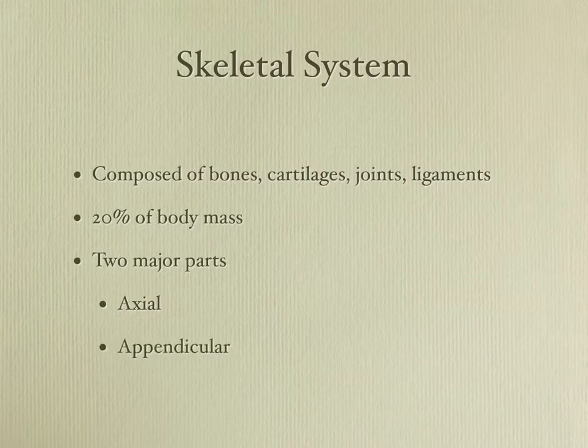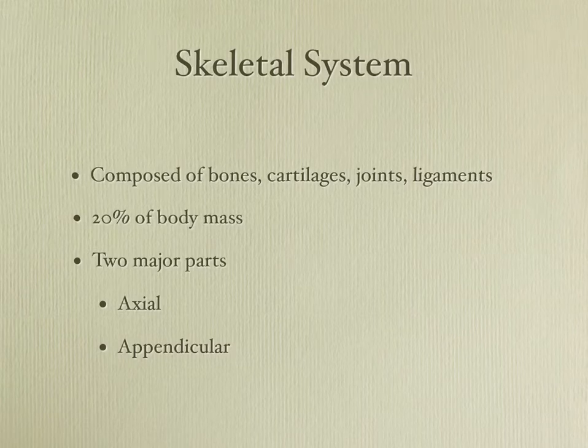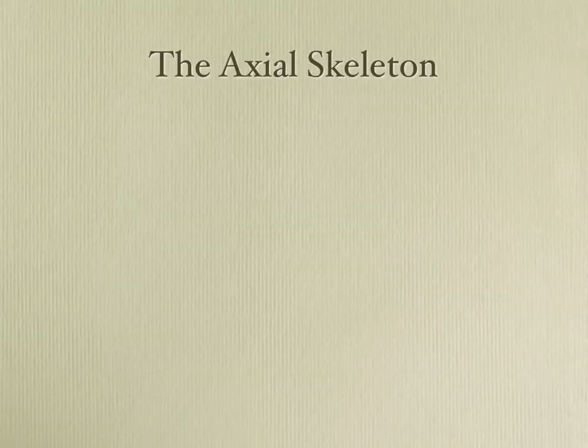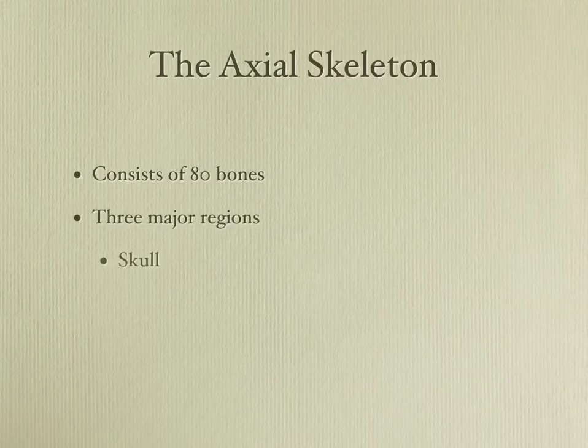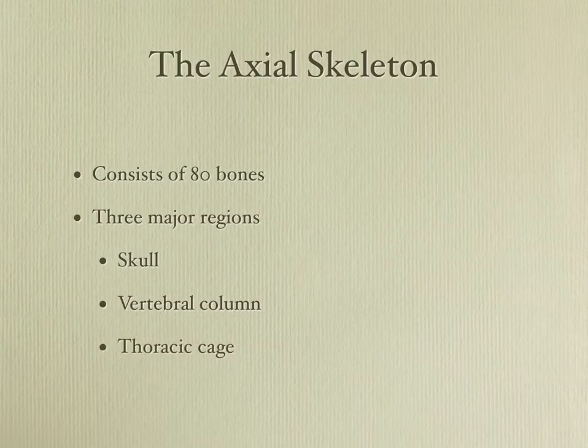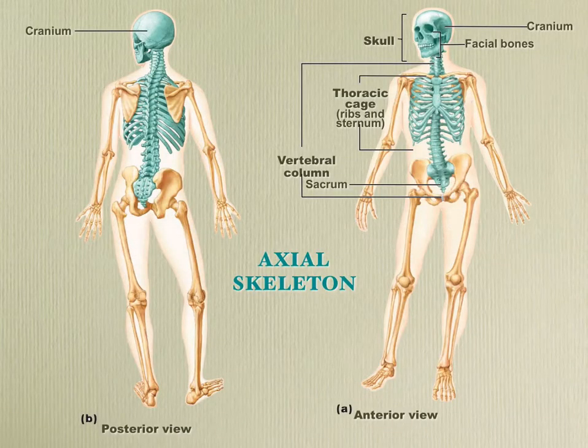They're kind of named for where they are. The axial skeleton is up and down the long central axis of the body, and the appendicular skeleton is your appendages. So one at a time, axial skeleton first. This is about 80 bones. These 80 bones are found in three main regions: the skull, the vertebral column, and the thoracic cage or rib cage. In this image, you can see in blue the axial skeleton. So again, skull, thoracic cage, and vertebrae. Those are your axial skeleton.